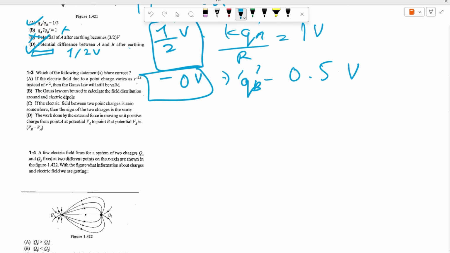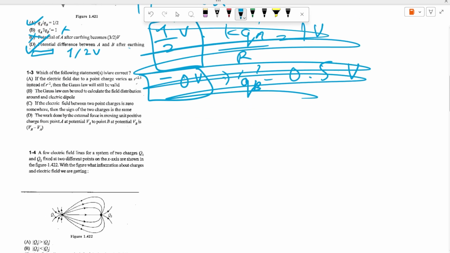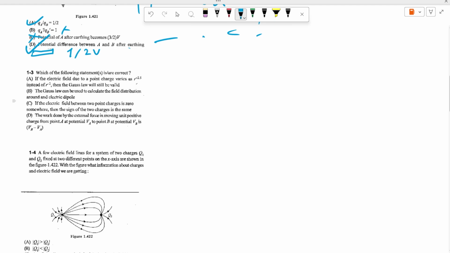Now let's solve for the third question. Which of the following statements is or are correct? If the electric field due to a point charge varies as 1 upon r raised to the power 2.5 instead of r squared, then the Gauss law will still be valid.